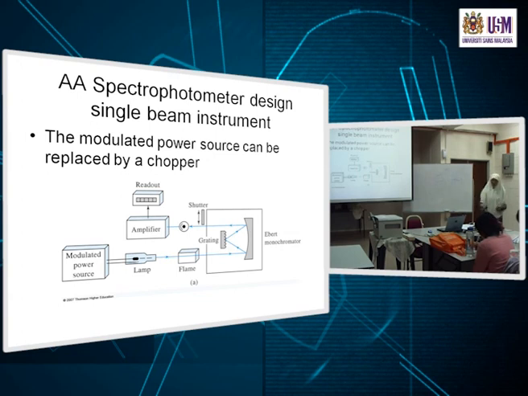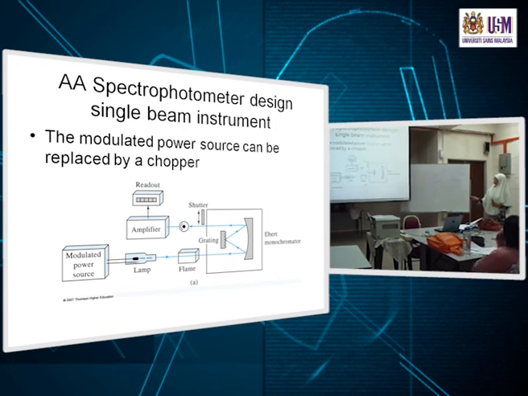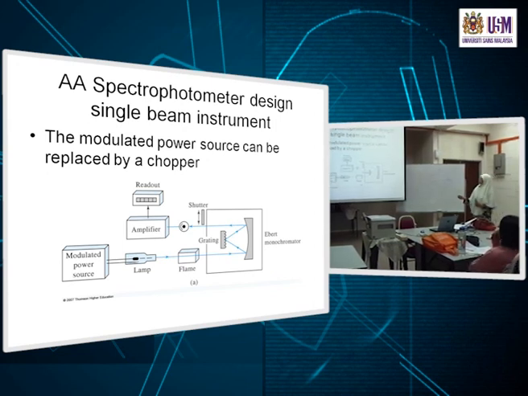When you shine the light up, it is modulated at a certain frequency, a high frequency. So you see the torchlight all the time, but it's modulated to a certain frequency. And so the light goes through the flame, the monochromator goes to the detector.